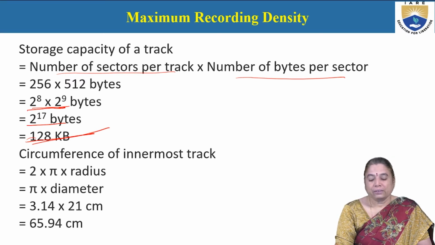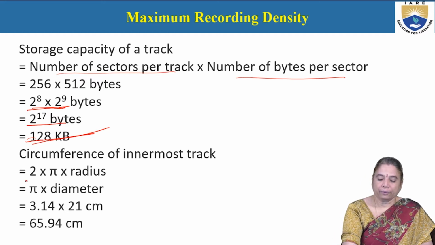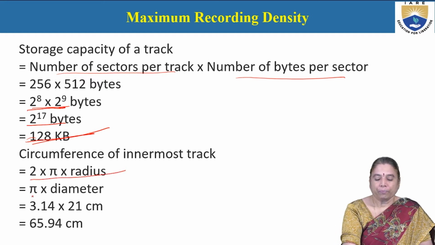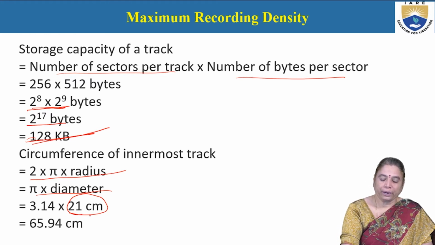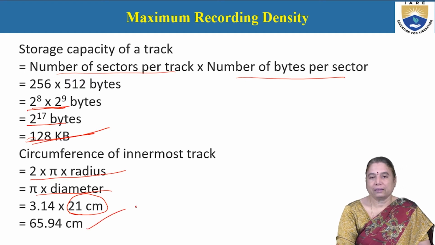So, circumference of the innermost track can be calculated with 2 pi r. So, pi into diameter. So, here 3.14 into the diameter, which is 21 centimeters, that is given in the problem. So, 65.94 centimeters is the circumference of the innermost track.